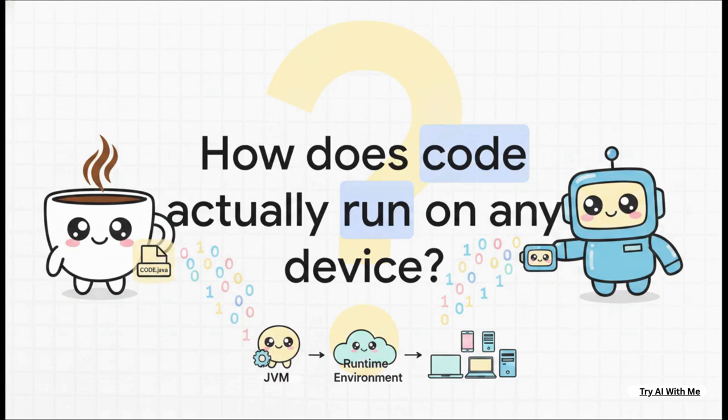To kick things off, we really have to ask, how does code actually run on any device? Specifically, how does Java pull off its famous write once, run anywhere magic across so many completely different platforms? I mean, translating our human intent into physical electronic actions is a massive leap, right? So let's break down exactly how Java bridges that gap.